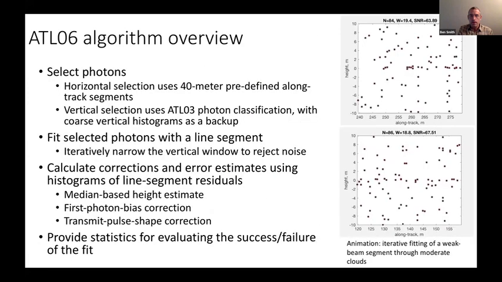This is an animation, and if we can get it to play, it's going to show iterative fitting of a weak beam signal that's been attenuated by clouds. We use the photon classification from ATL03 to give us a first guess at where the surface is, and then do an iterative technique to try and shrink down beyond that. So let's watch this run. We start out considering all the photons as possibly being ground, and then we iterate to try and reduce that. This first attempt doesn't work very well. Let's try the next one.